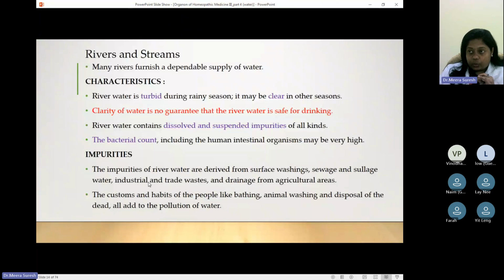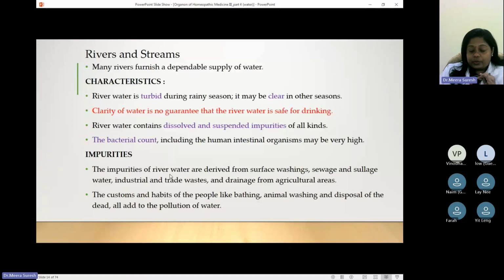Sewage means the domestic waste water along with the presence of feces or urine. And sullage water means there is only domestic waste water, but no presence of feces or urine.